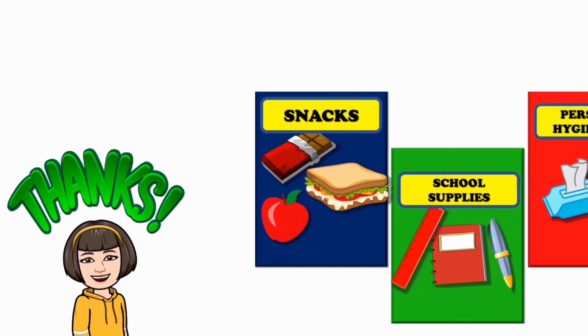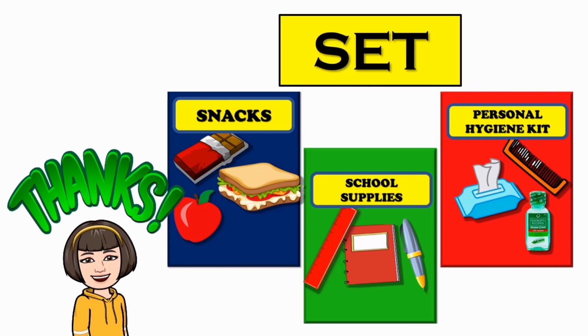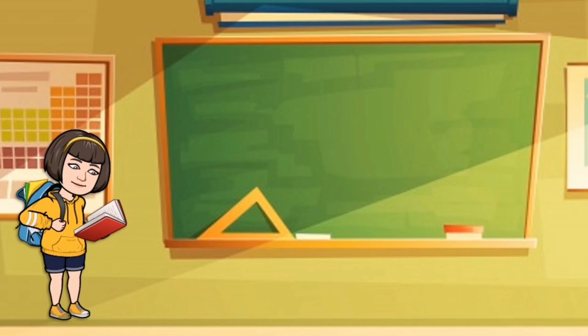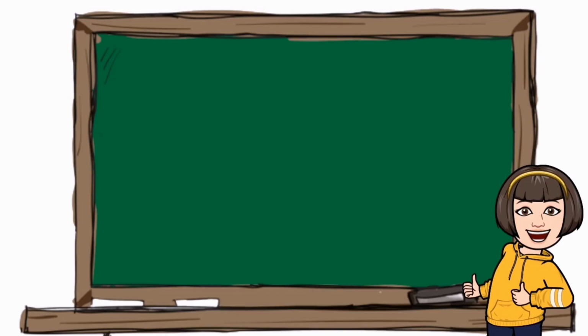Thanks for helping me. From what we did earlier, we realized that we can group objects based on their common characteristics. These groups can also be called sets. A set is a well-defined group of objects called elements that share a common characteristic. I will show to you some examples.